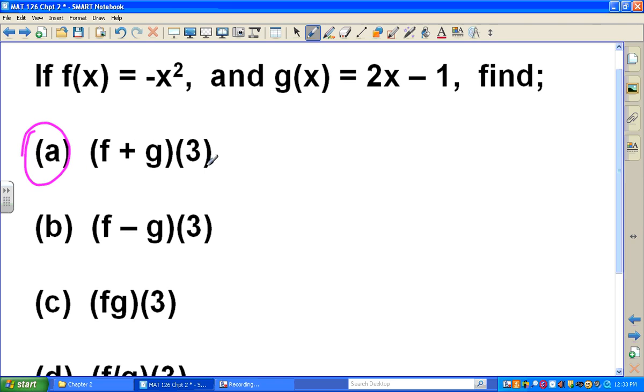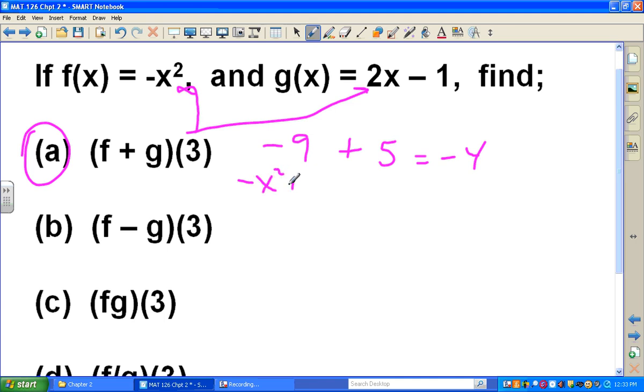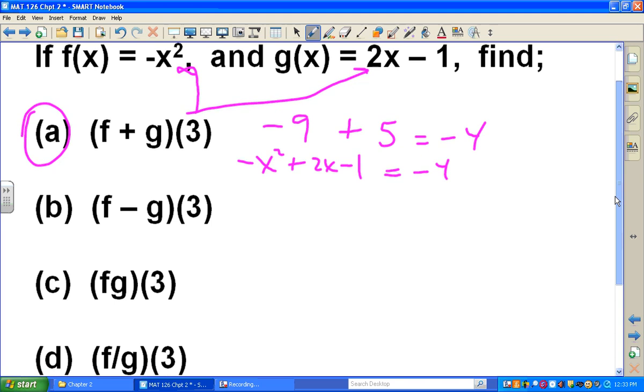So how do you think you would do f plus g of 3? There's actually a couple ways you can do it. Yeah, put 3 into both of them, then add them. You end up with -9 plus 5, -4. The other way is to take the variables, add them, and then plug in the number. Sometimes it's easier with the variables, sometimes it's easier with the numbers. And then you put in 3, you end up with -4. Okay? That's not too difficult.